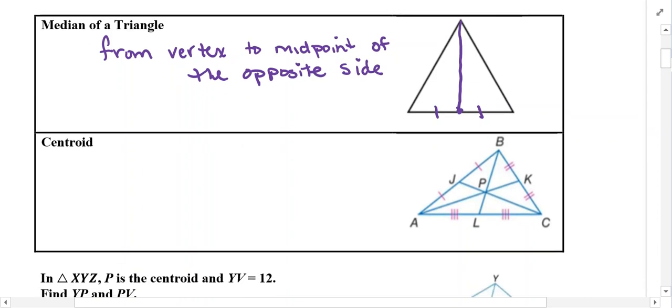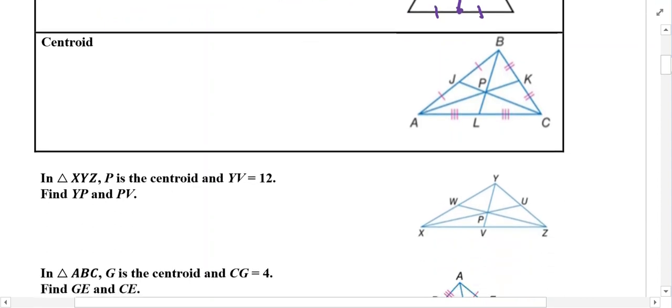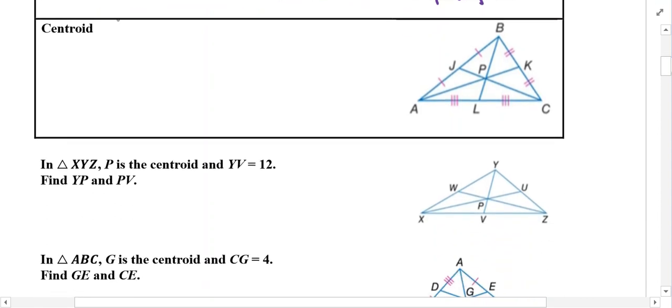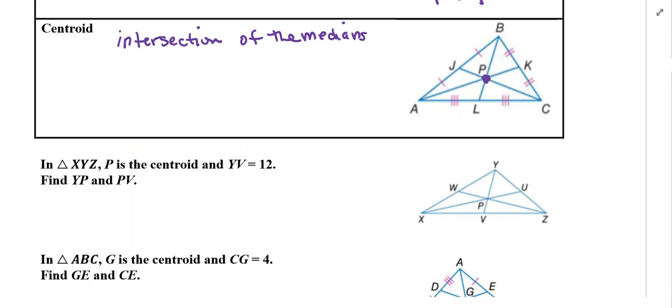The center constructed from the medians is called a centroid. So the centroid is the intersection, it's a point, of the medians. So in this picture here, P is the centroid, it's the intersection of the medians. The medians can be drawn as segments or lines.